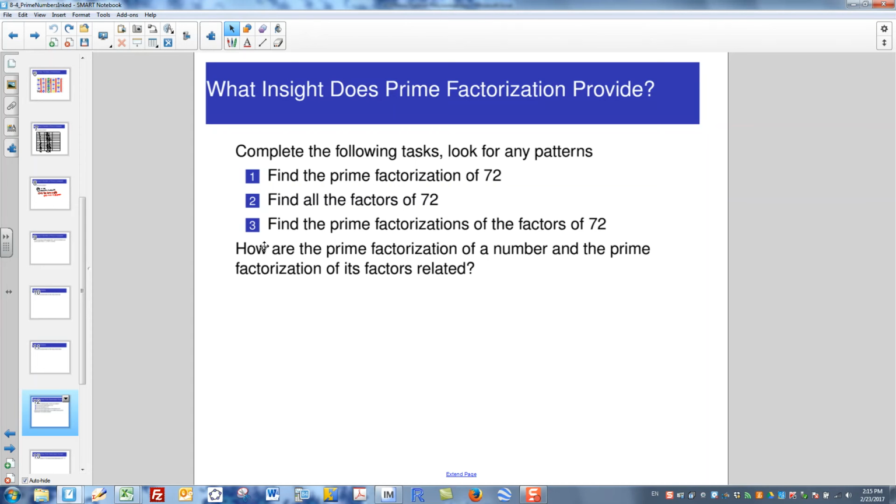What I want you to do is find the prime factorization of the number 72. And then find all the factors of 72. So what are the numbers that divide 72 evenly? And then from all of those factors, find each of those factors' prime factorization. And then ask this question: how are the prime factorization of a number and the prime factorization of its factors related? Okay, I'm going to go ahead and stop there. Would you please do that investigation and then watch the second half of this video?